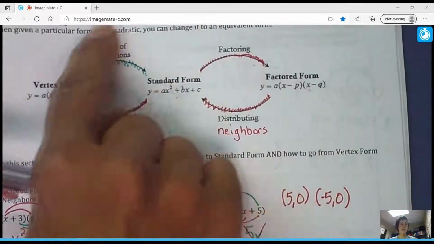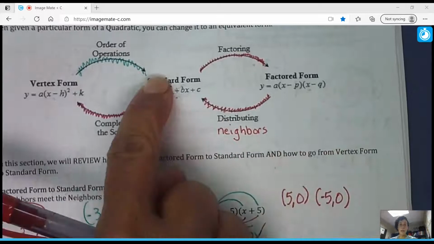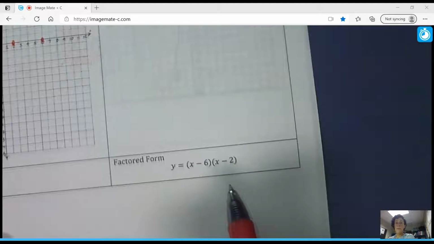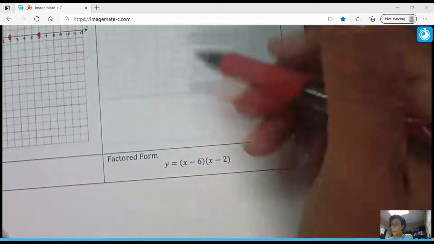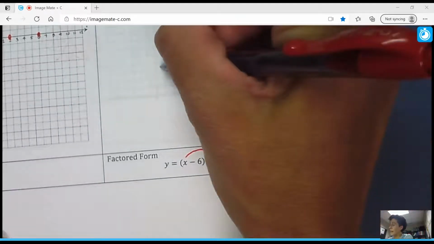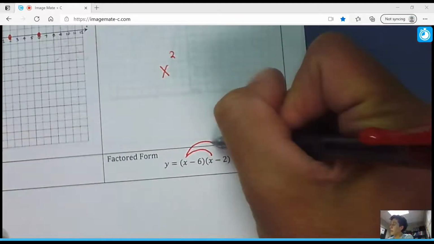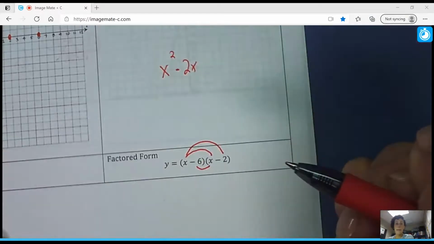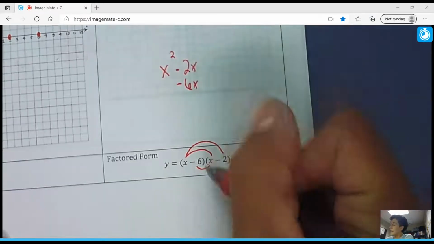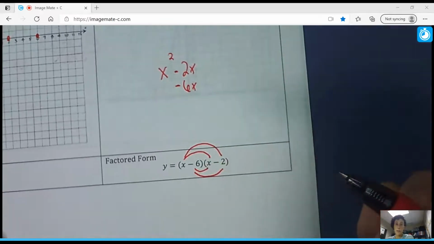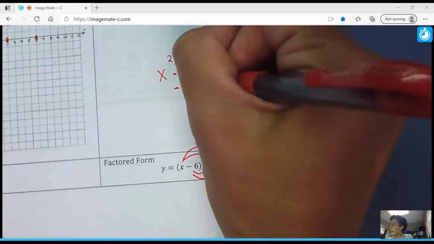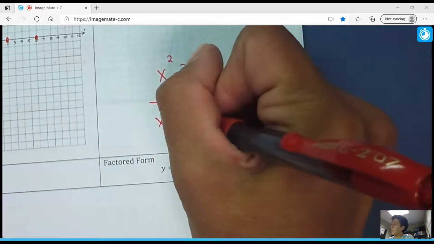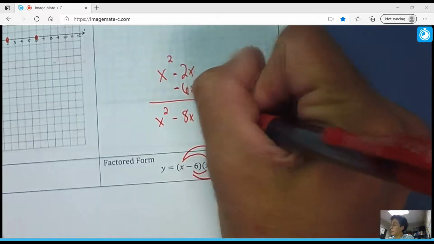There's no loop that takes me here, and I'll do that by distributing. So what my students know is the neighbors meet the neighbors. If I do that here, and I'll just put my work right above it, when these meet, x times x is x squared. These will meet, or I'll distribute, and I get a negative 2x. And then these will meet, and I get a negative 6x. And then those will distribute and multiply. And remember, you multiply here, don't add, and you get a positive 12. And when we're done, we get x squared minus 8x plus 12.